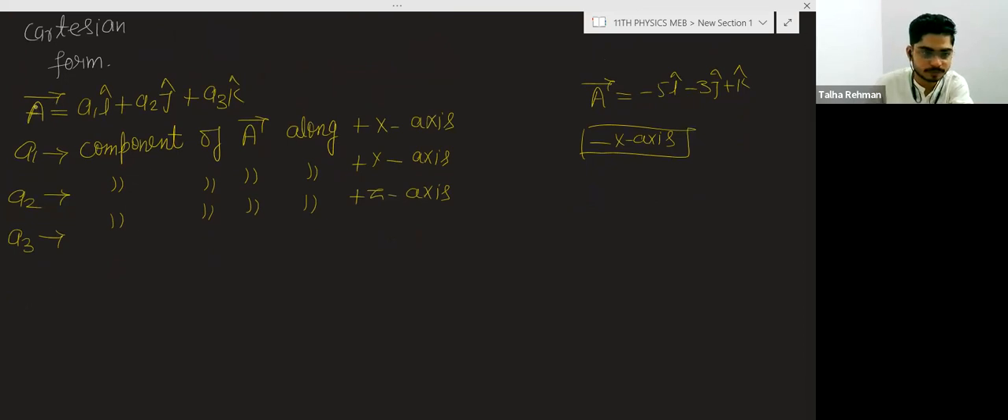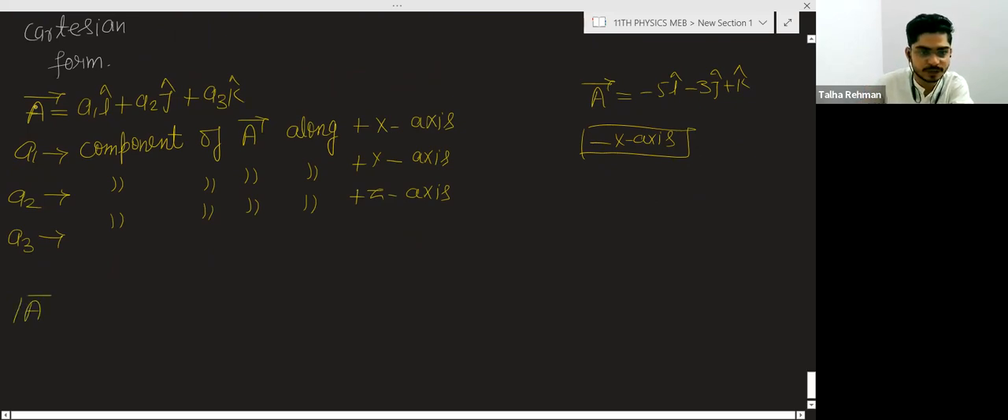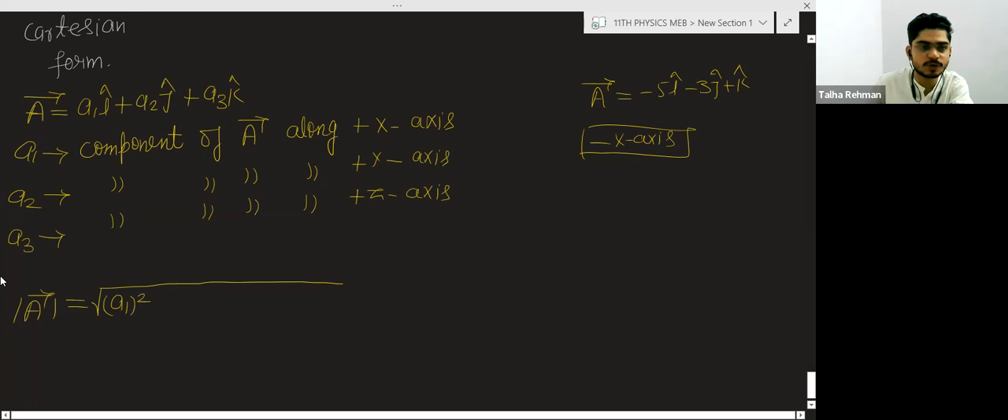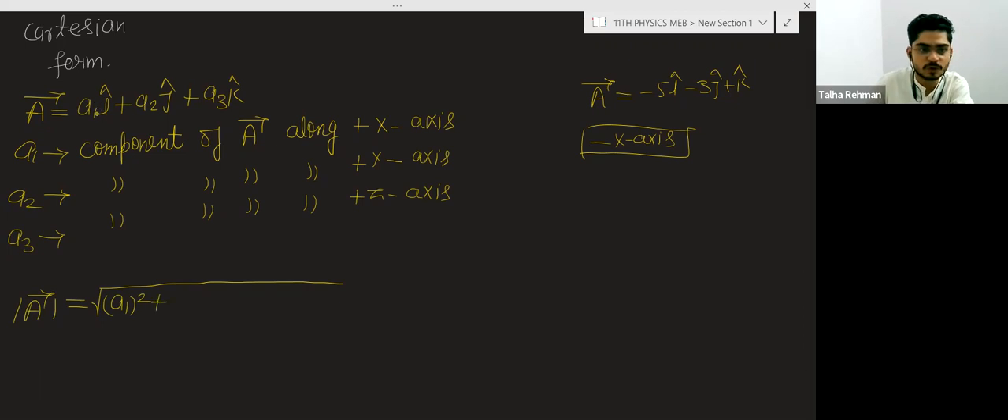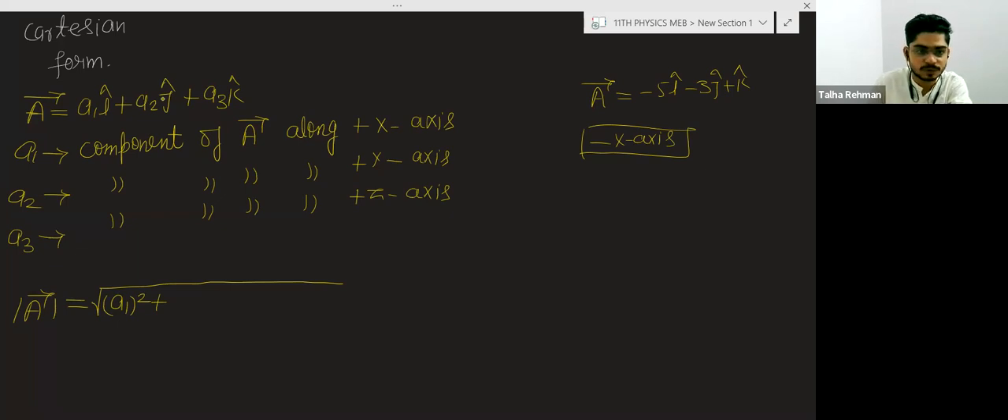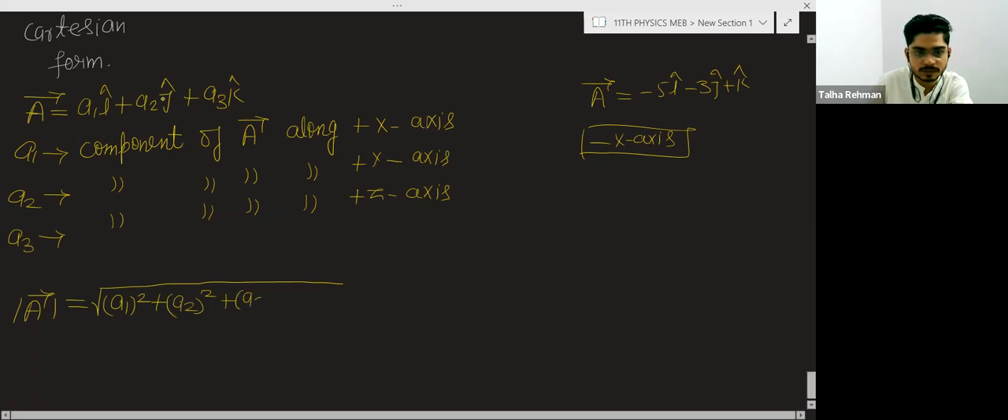Now suppose you want to find the magnitude of this vector A. I told you in the last class how we represent the magnitude of A. The magnitude of A will be: you will take the square of the coefficient of i cap, which is A1, square of the coefficient of j cap and k cap also: A1 square plus A2 square plus A3 square.